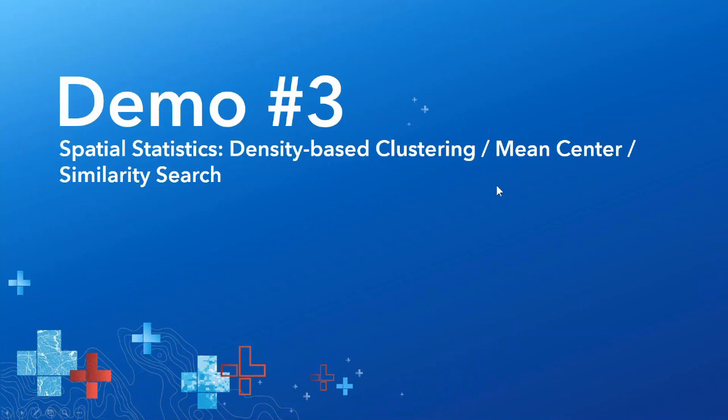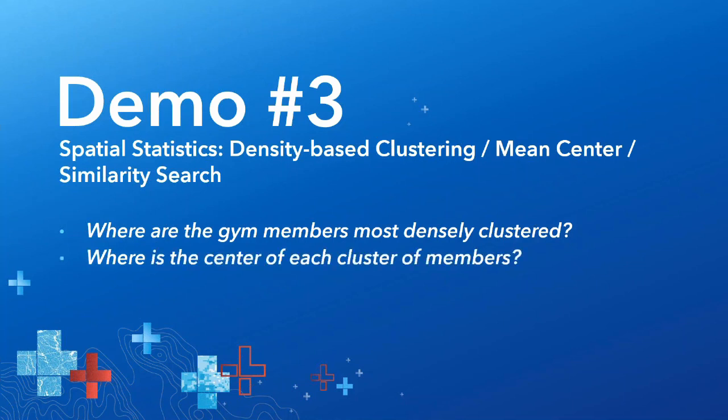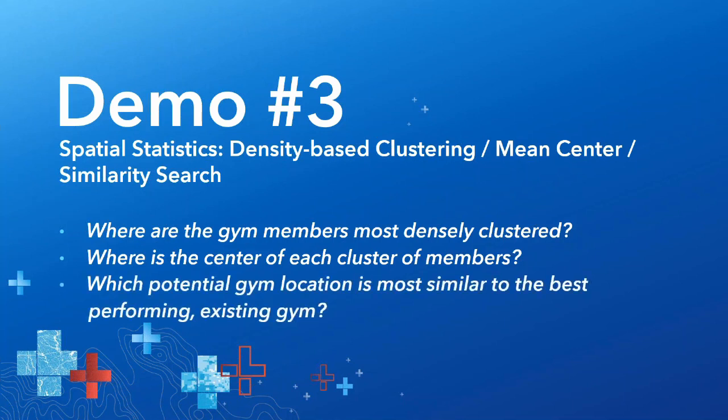All right, let's get back to solving our problem. And we're going to actually see how a few spatial statistics tools help us identify some of those ideal locations for our new gyms. The questions we're answering here are, where are the gym members most densely clustered? Where is the center of each cluster of members, in particular, these members that are underserved by the drive time areas? And then finally, we'll start to hone in on which potential gym location is most similar to the best performing existing gym. And this might be the one that we decide to choose as our new gym going forward.